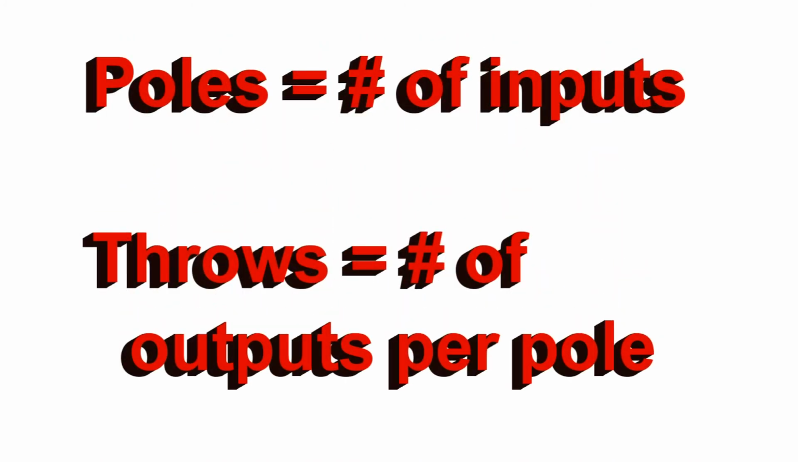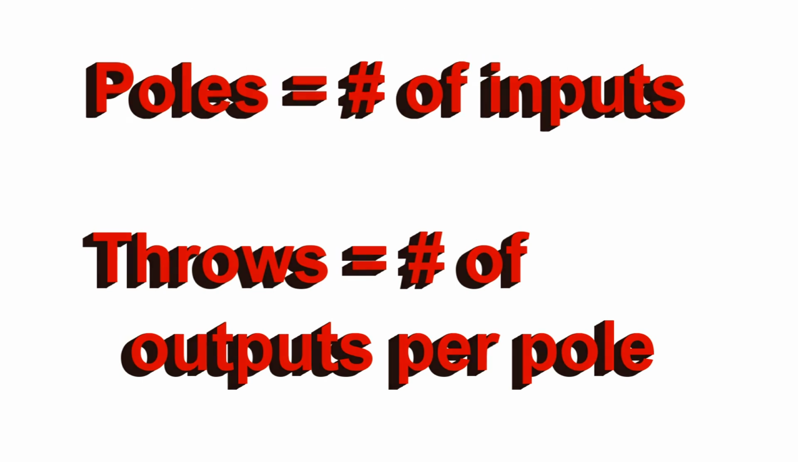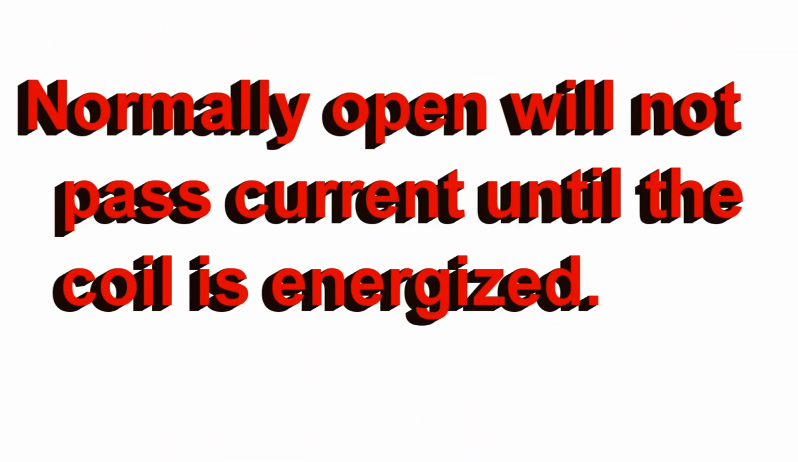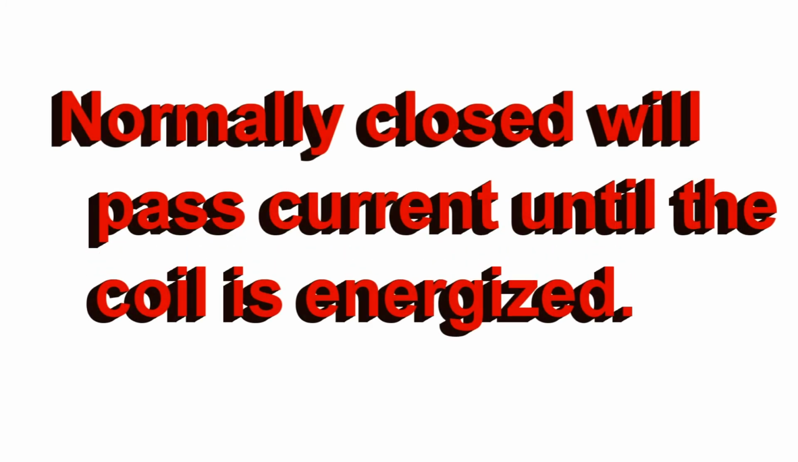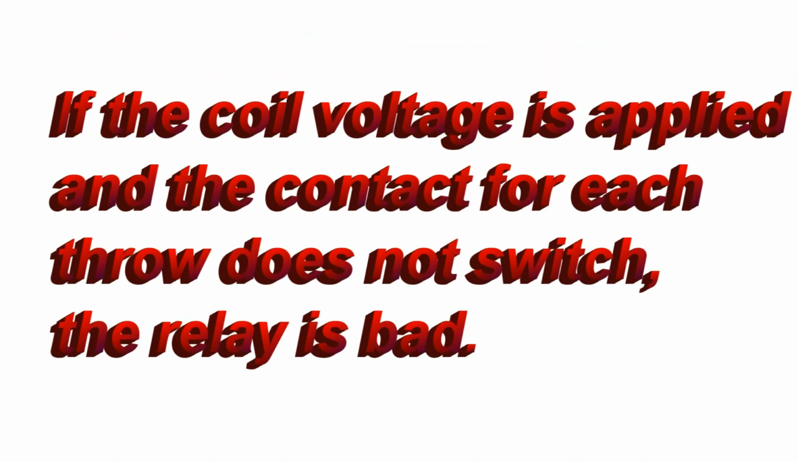Poles equals the number of inputs. Throws equals the number of outputs per pole. Normally open will not pass current until the coil is energized. Normally closed will pass current until the coil is energized. If the coil voltage is applied and the contact for each throw does not switch, the relay is bad.